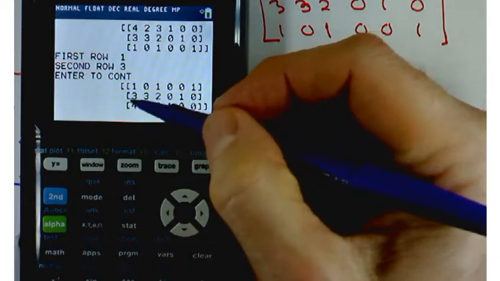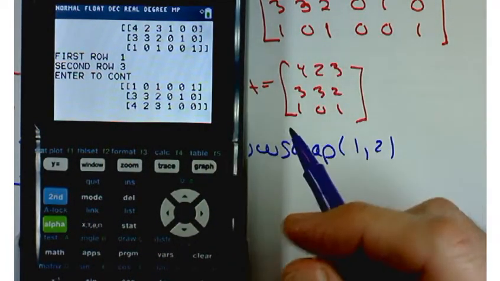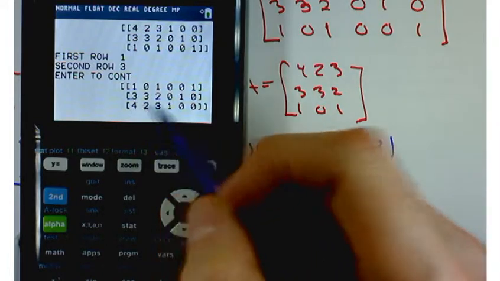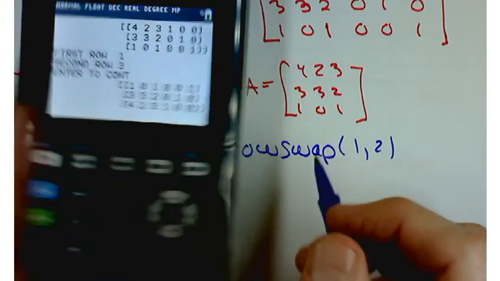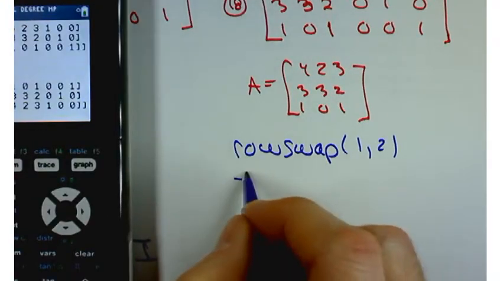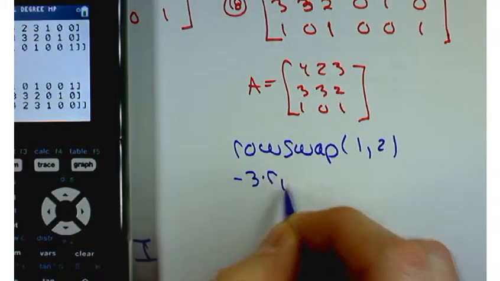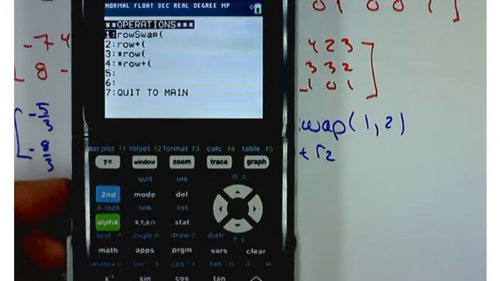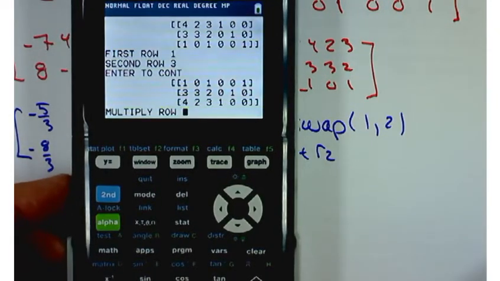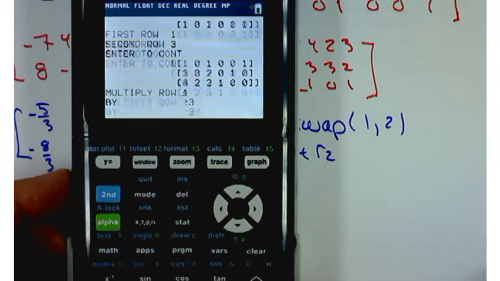What would I do to get a 0 here? If I want to get a 0 where the 3 is. Good. So let's do this. -3 times row 1 plus row 2. Just to kind of record our work here. So multiply row 1 by -3, add it to row 2.